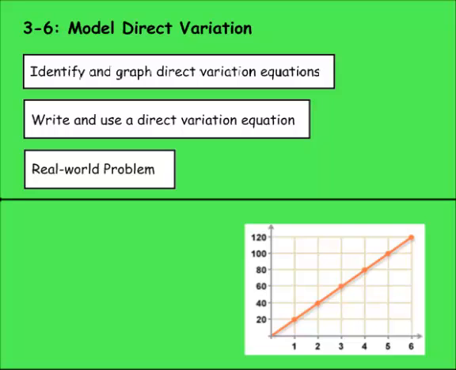We're on lesson 6 of chapter 3, which asks us to model direct variation. So here we're going to identify and graph direct variation equations. We're going to write and use a direct variation equation, and then we'll solve a real-world problem.